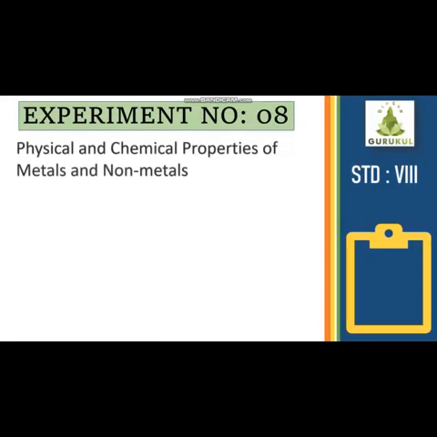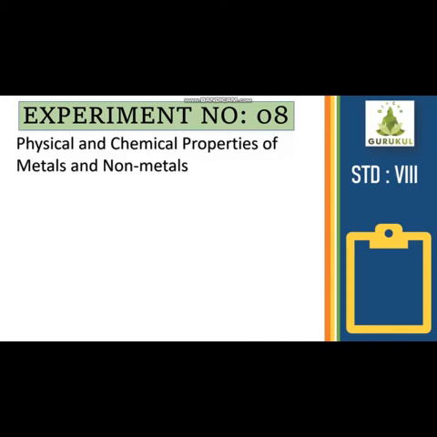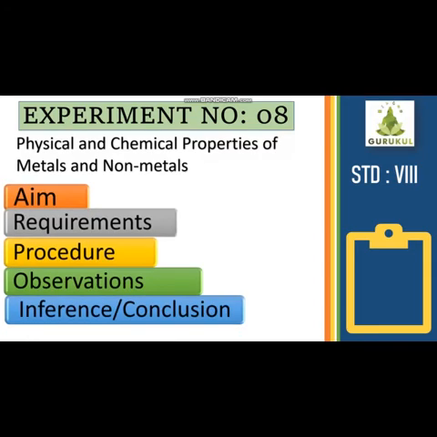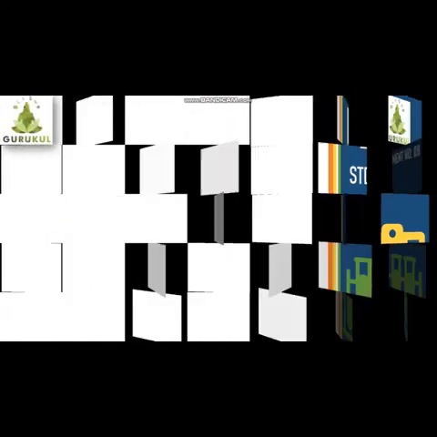Experiment number 8. What is the title of our experiment? Physical and chemical properties of metals and non-metals. Students, you have guessed it right. This experiment is from lesson number 7, metals and non-metals. Again, we are going to understand this experiment under 5 subheadings: aims, requirements, procedure, observations, inference or conclusion. In this video, I am going to explain 3 parts, that is aim, requirements and procedure. Let us understand the aim in detail.